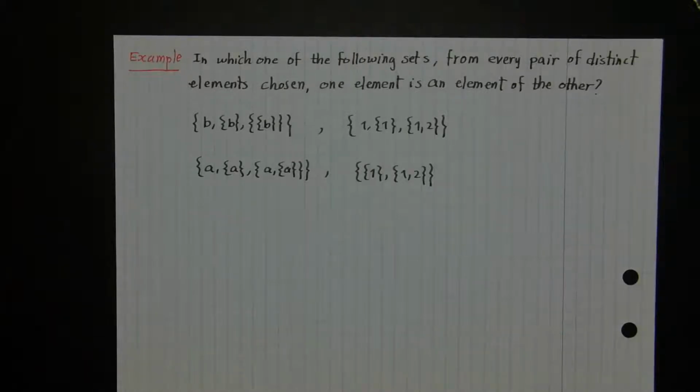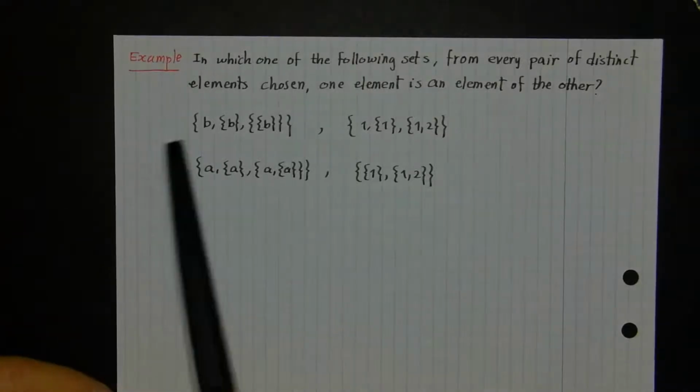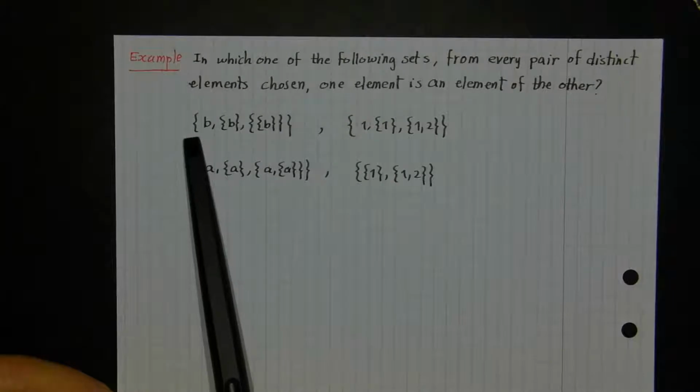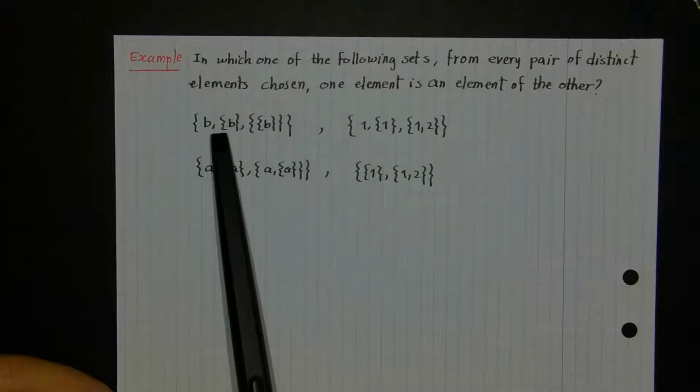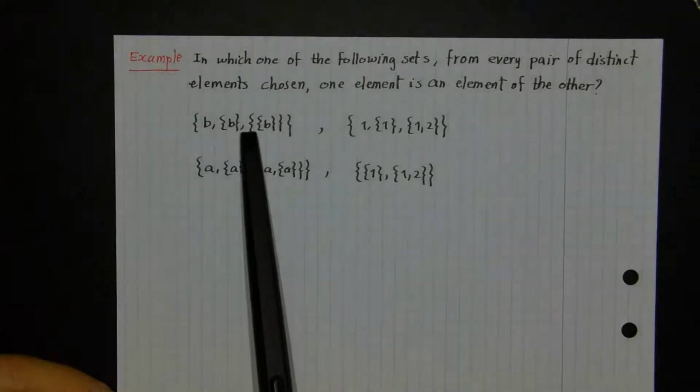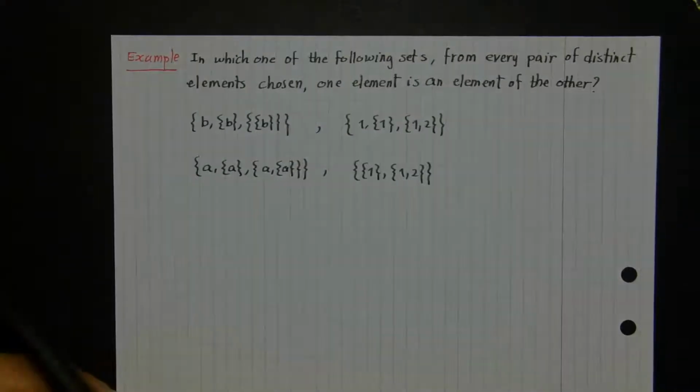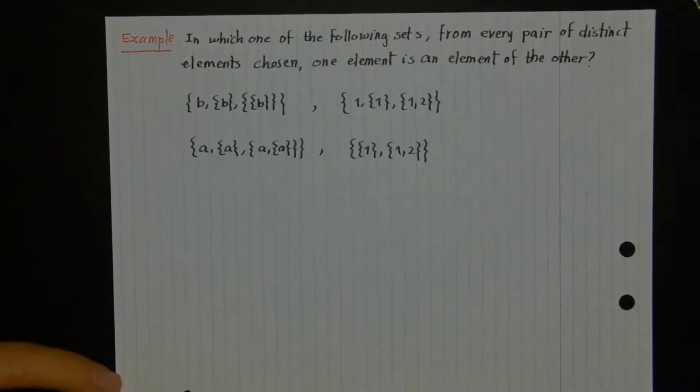Babak, I don't understand the question. Yeah, I will of course explain the question. So, for example, if you consider this set, how many elements are there? I have 3 elements. One of them is B, one of them is curly brackets B, and then I have curly bracket B, okay? So I have 3 elements here. I can have 3 choices of a pair of elements, yes?